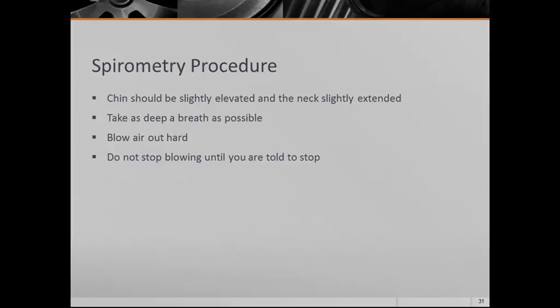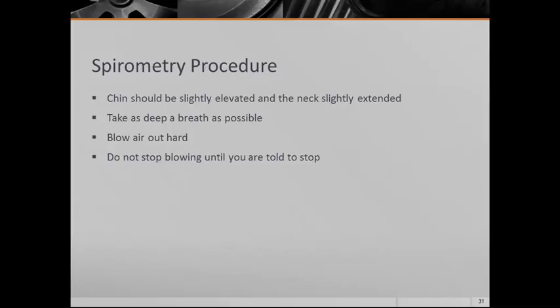Inspiratory capacity is the maximum amount of air that can be inspired after a normal expiration. The instructions for this portion of the test is the patient breathes in and out normally, then forcibly inhales at the end of the tidal volume.